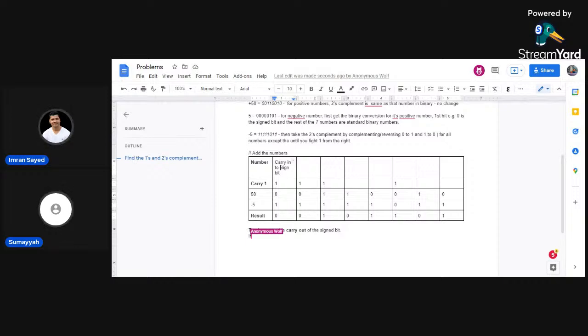And if there is no last carry, like here this extra carry is not there, then there is overflow and the result is what? The result is not valid, it's wrong. It has to have a carry.